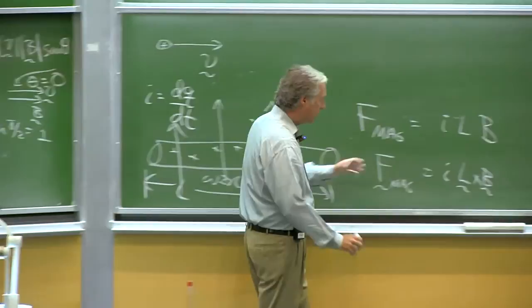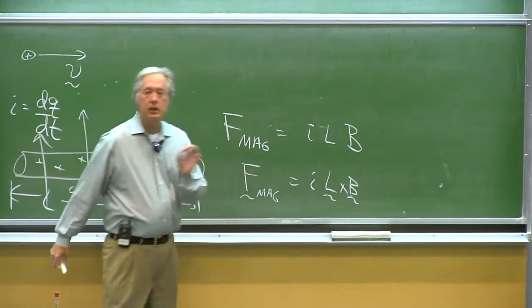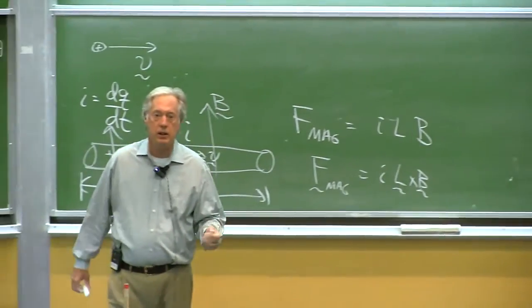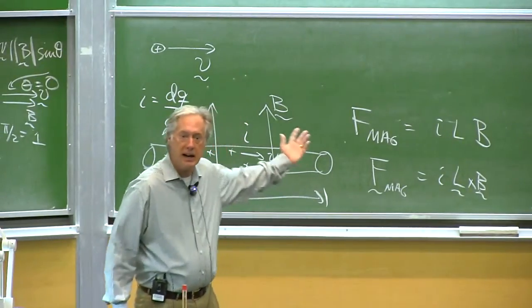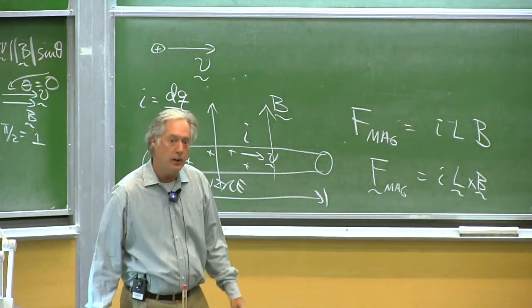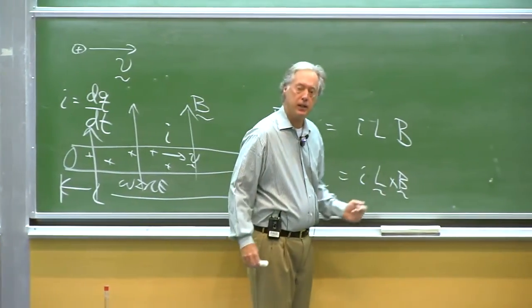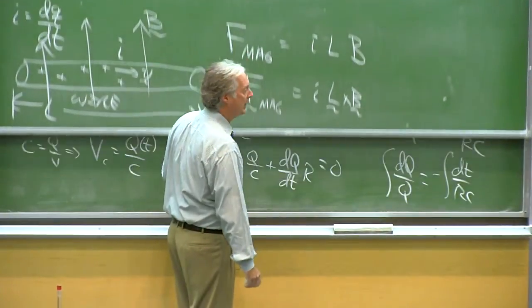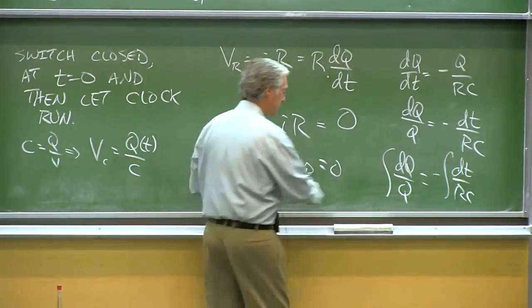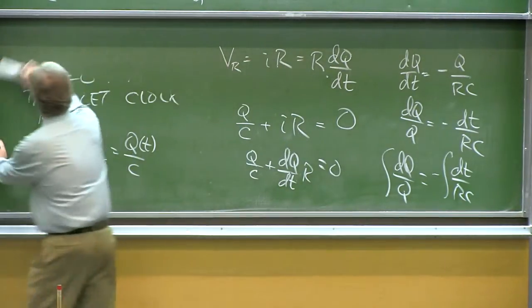So we have microscopic QV cross B, and we have macroscopic IL cross B. Either way. Can we go kind of intermediary, in between, where it's not quite so macroscopic but not entirely microscopic? Yes.